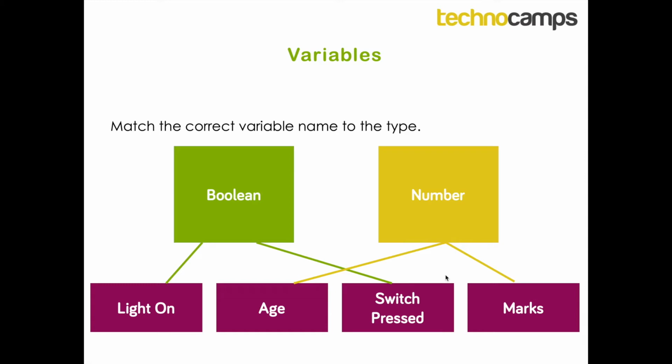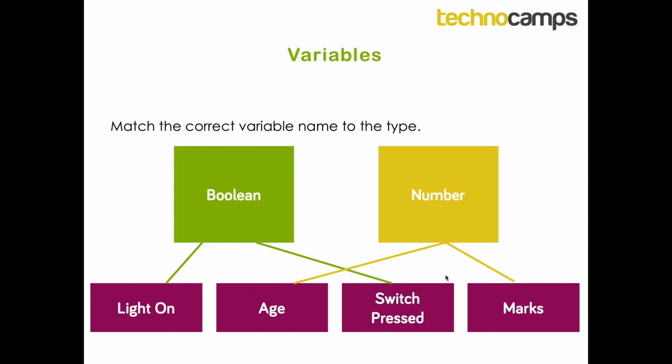And we can specify what type those variables are. You can see that light on and switch pressed have a line going to the Boolean type. So they are Boolean variables. We would like to store in the light on variable true or false: the light is on, true, or the light is on, false.